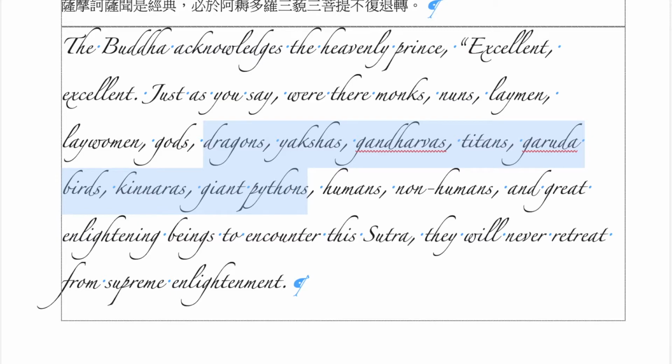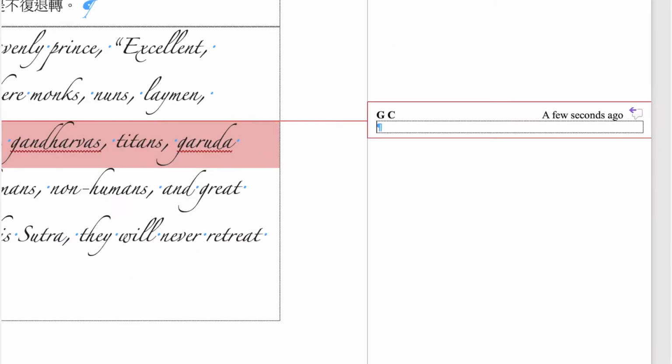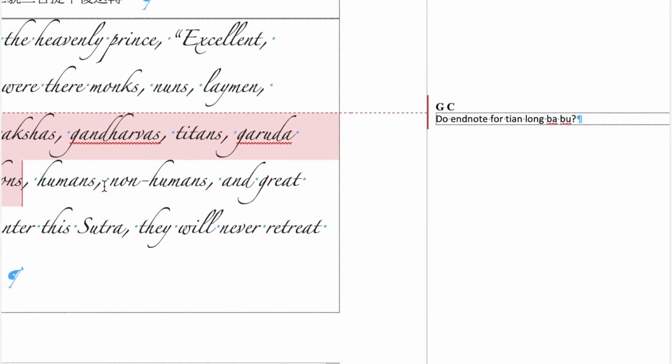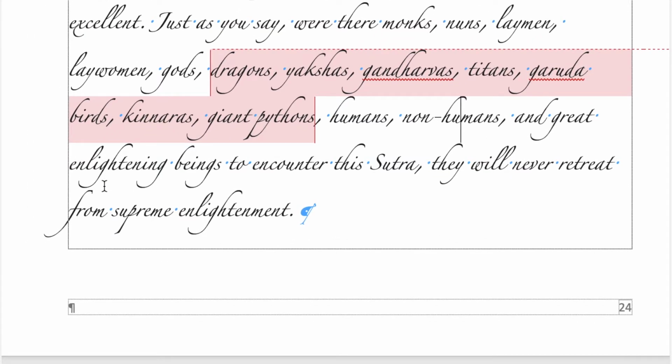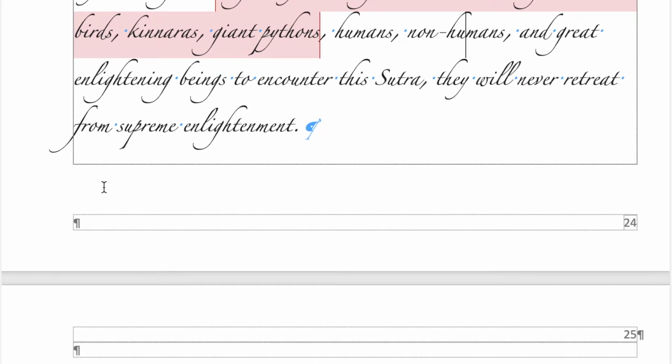Gandharvas, I don't know of an English equivalent. Titans or demigods are terms that have been used for asuras, so I use titans here. That's kind of at the terminology level, some of the different debates that go on in my head as I make a determination on which terms to use.